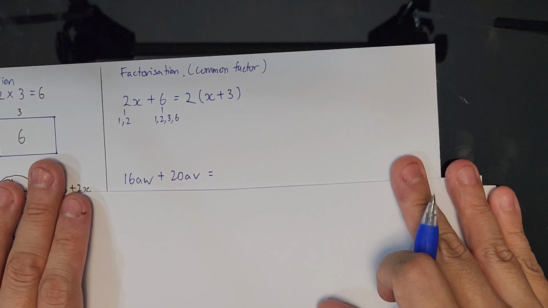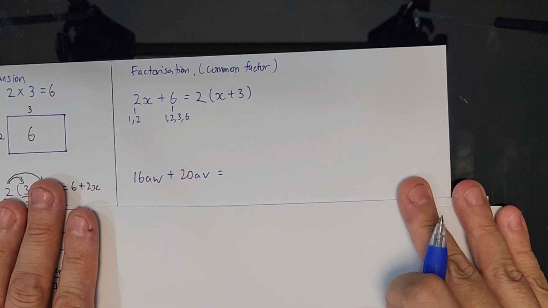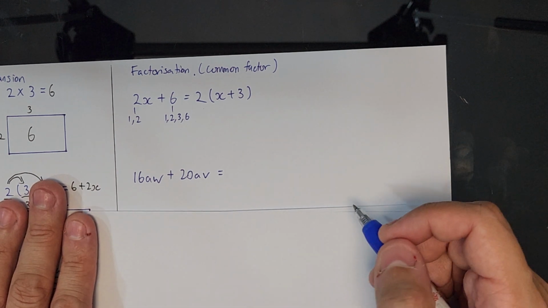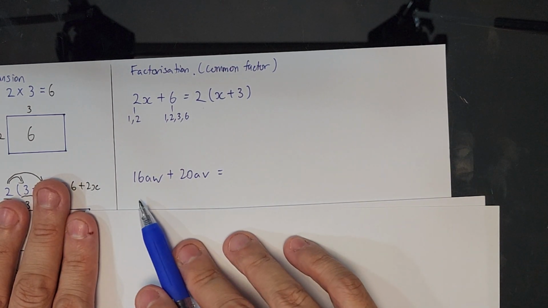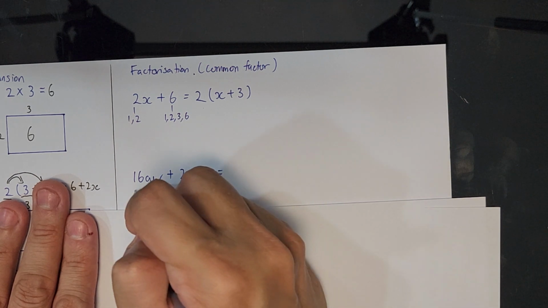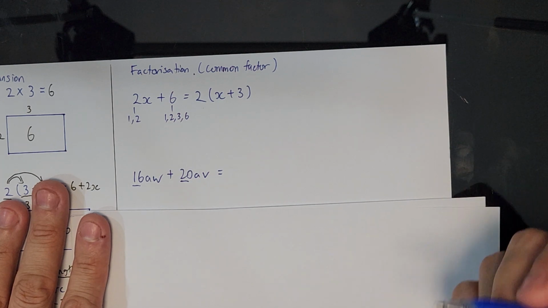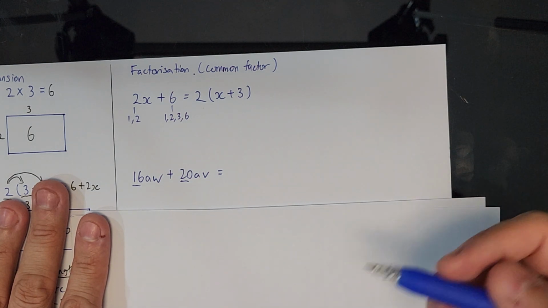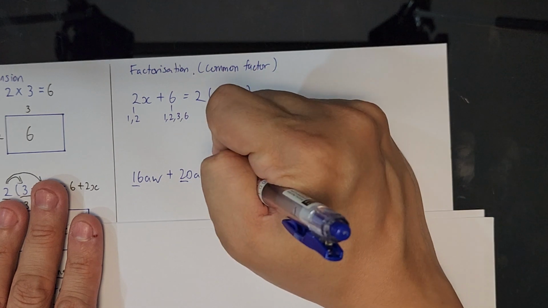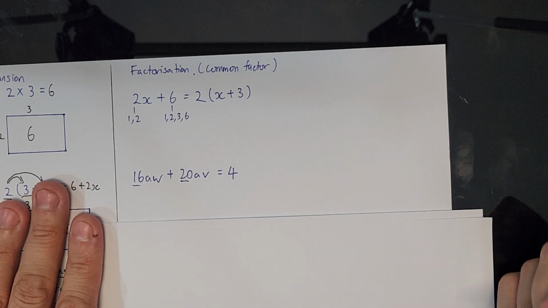Now if we extend further, common factor is not limited to the numbers, but the algebra as well. So how do we do this? Like this one, 16aw plus 20av. How do I factorize it? First, I look at the coefficients. Ignore the letters first, look at 16 and 20. The highest common factor will be 4, both are divisible by 4. So I write down 4 first.